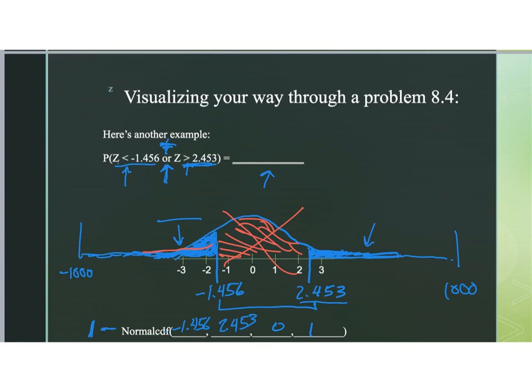So typing that into our calculators, you should get, as a result, 0.0798, which is both the answer to my probability and the total of my two areas. So this area plus this area equals 0.0798.